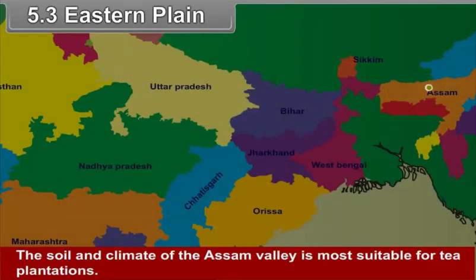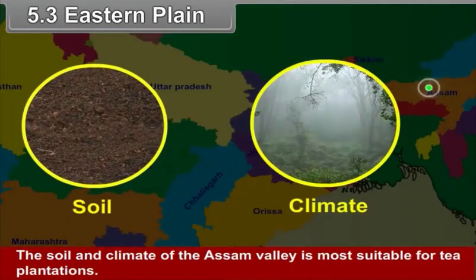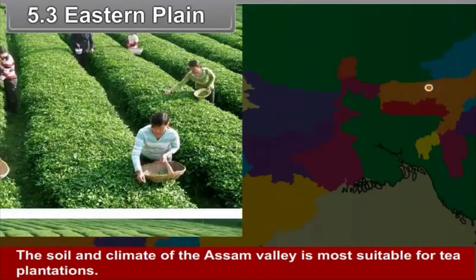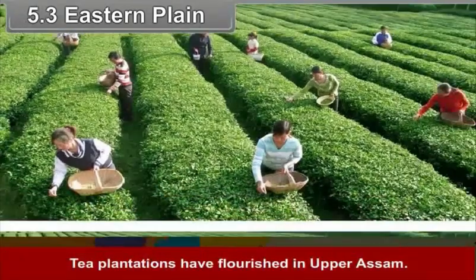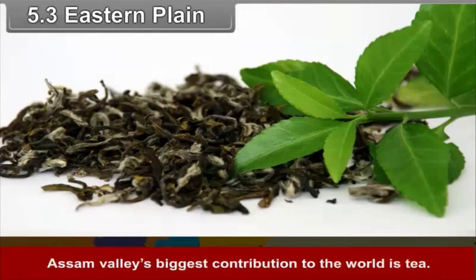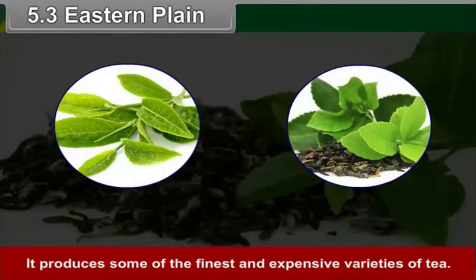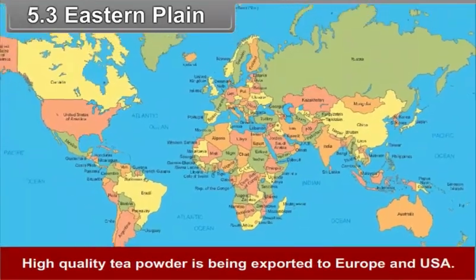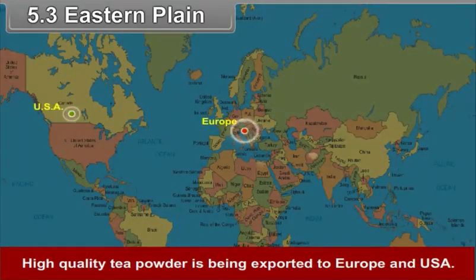The soil and climate of Assam Valley is most suitable for tea plantations. Tea plantations have flourished in Upper Assam. Today, Assam is a leading state in tea production in India. Assam Valley's biggest contribution to the world is tea. It produces some of the finest and most expensive varieties of tea. High quality tea powder is being exported to Europe and USA.